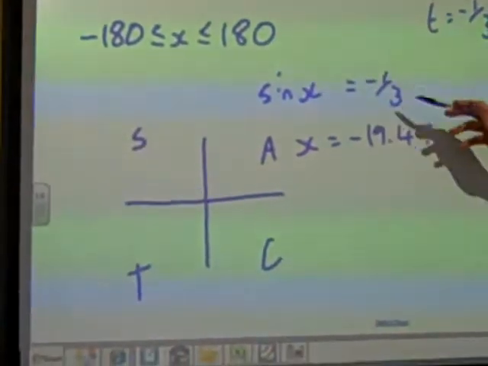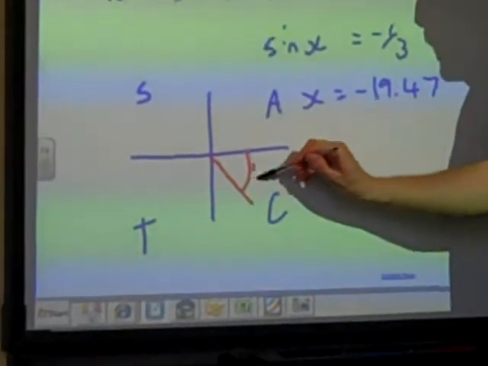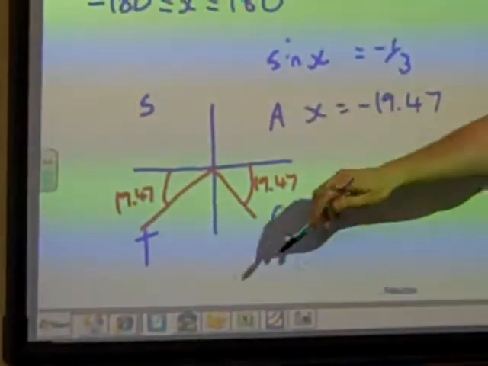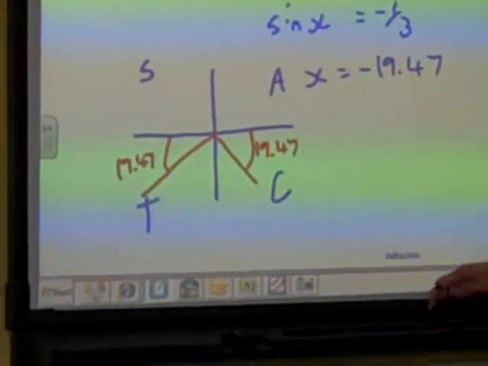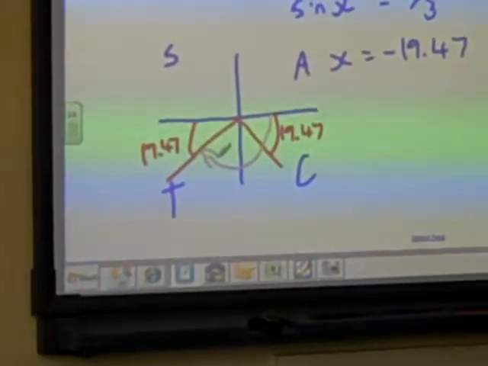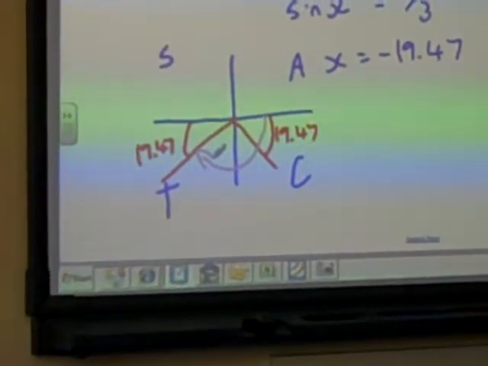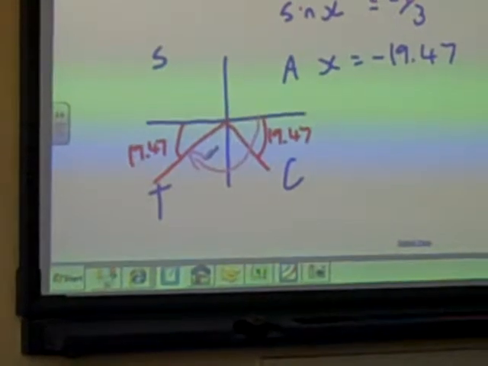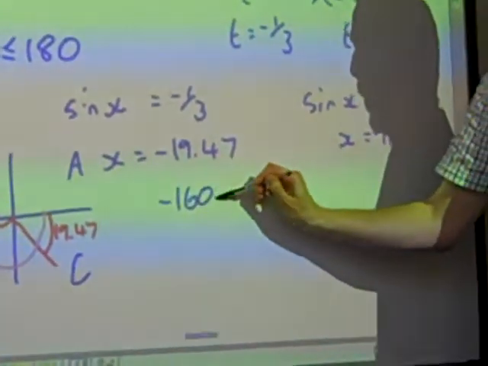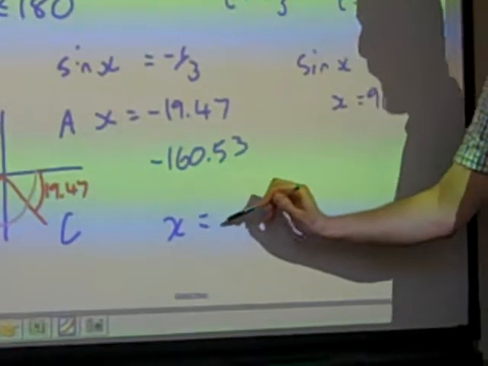So we've got sine, and it was negative, so we mark the angle of 19.47 in the two quadrants where sine is negative. And between minus 180 and plus 180, we've got one value of minus 19.47. And we've got the other value that will be there. Round to that, so it'll be minus 160.53.